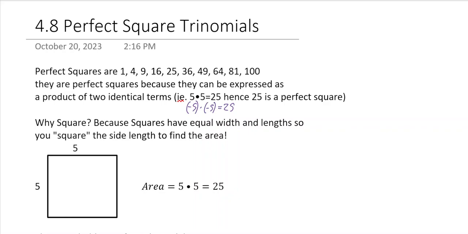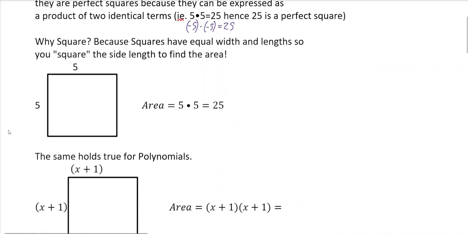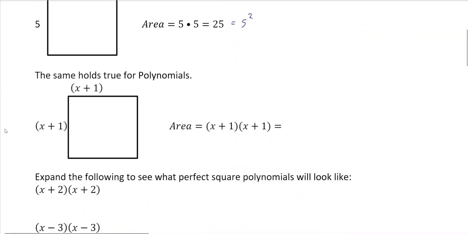So why is it called a perfect square? Well, it's because squares have equal width and length. So you square the side length to find the area. So 5 times 5 is 25. Or you can write it like this, with a square symbol. Same holds true for polynomials. So just keep in mind that fact, and I'll write this above, that you could write this like this, and it would be perfectly valid. In fact, it would be lovely if you wrote it with a little squared above.